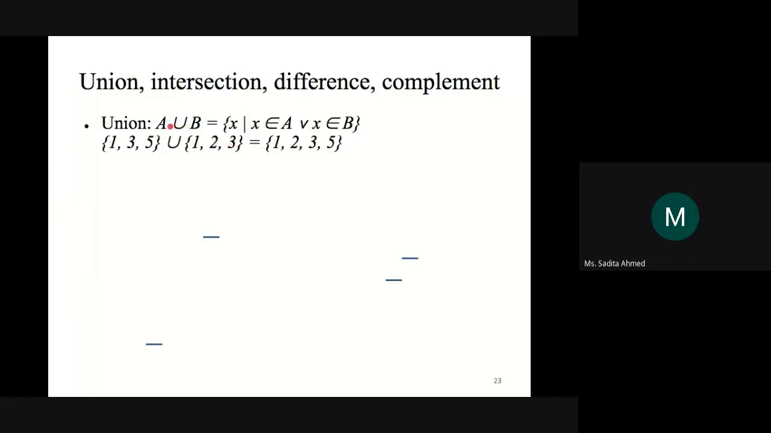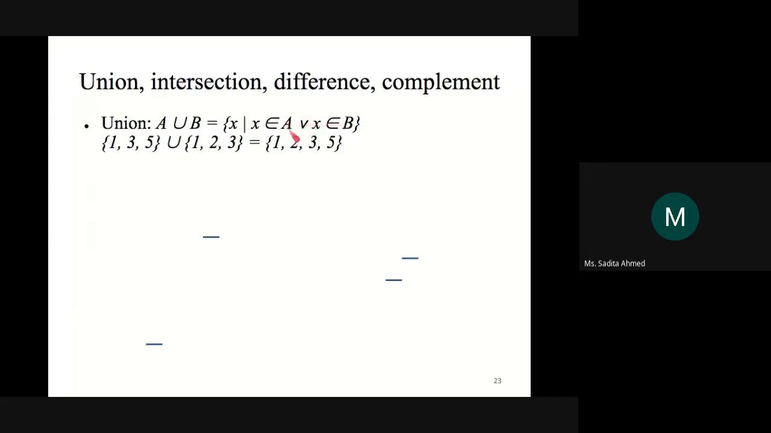So, in general terms, for any set A and any set B, the union of these 2 sets, A union B, is defined in terms of set builder notation in this way. That is, for all elements X which belong to the union set, X should belong to A, or X will belong to B.